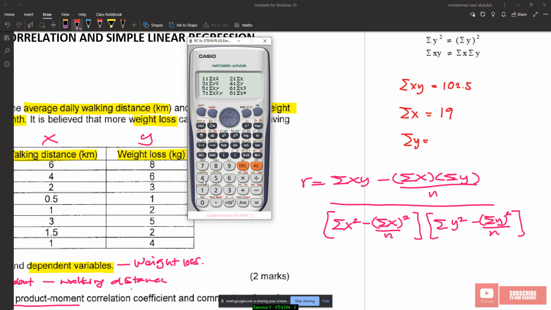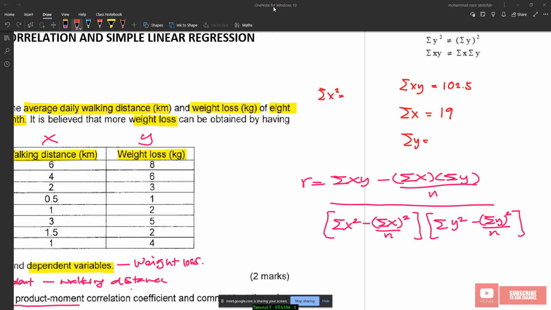So what is the value of summation of y? 31, right? For summation of x squared, 69.5. So summation of x squared is 69.5, and summation of y is 31. Summation of y squared. Y squared is what?